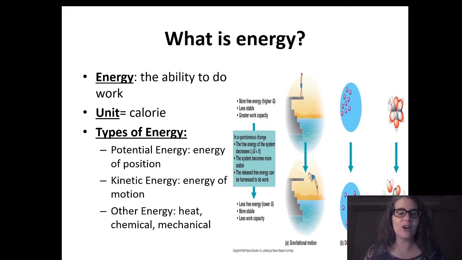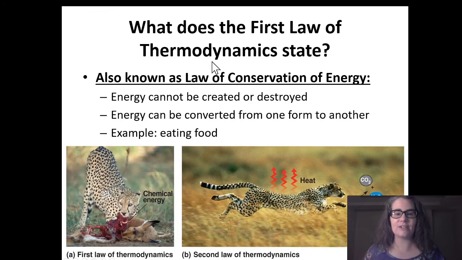There are two big laws that govern how energy behaves in and around cells, and they govern not only cell energy, but also the energy of the world around us. The first one is known as the law of conservation of energy, or the first law of thermodynamics. It states that energy cannot be created or destroyed, but it can be converted from one form to another.